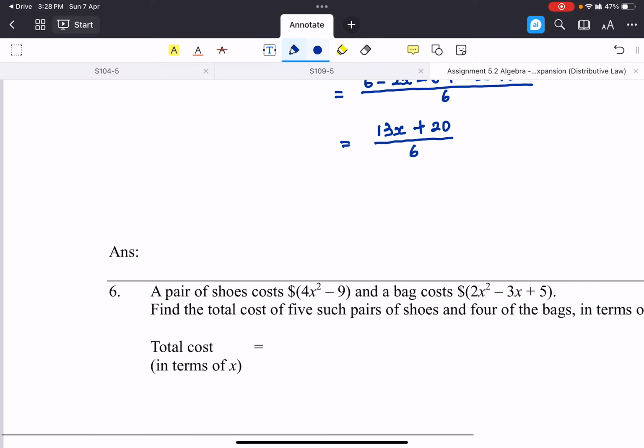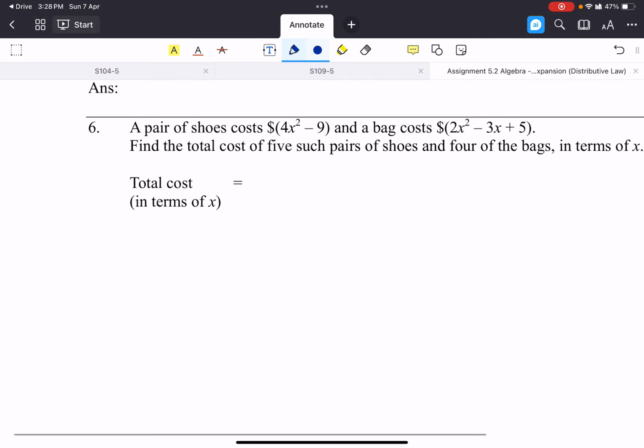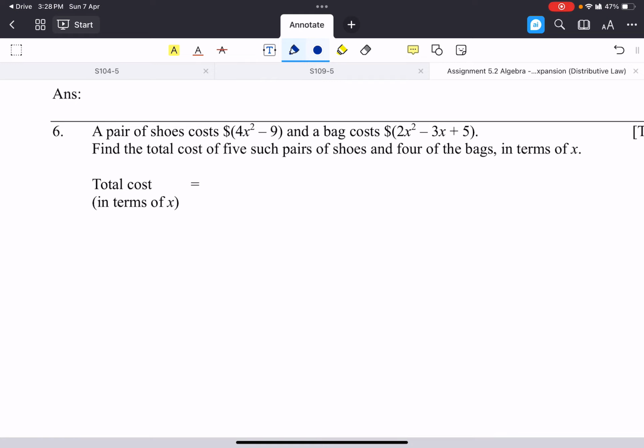Right? Final example of this particular assignment. We have a pair of shoes. You are given the cost 4x squared minus 9 and the bag 2x squared minus 3x plus 5. Find the total cost of 5 such pairs of shoes and 4 of the bags. Okay, so the total cost is 5 times 4x squared minus 9 plus 4 times 2x squared minus 3x plus 5.